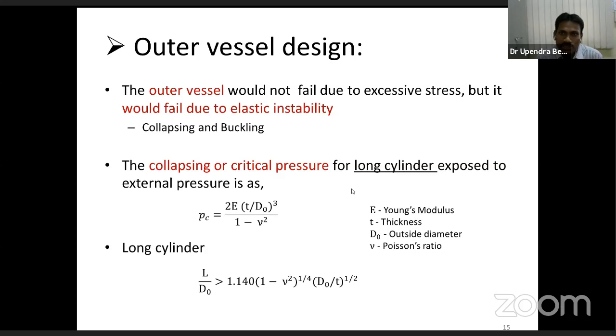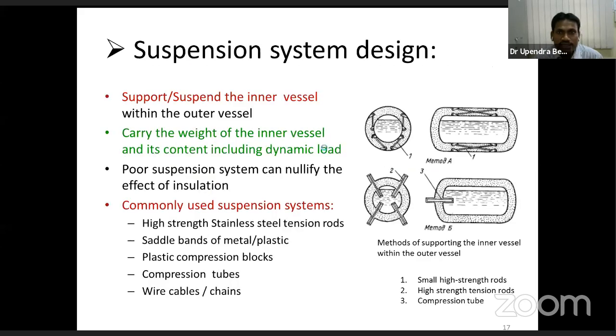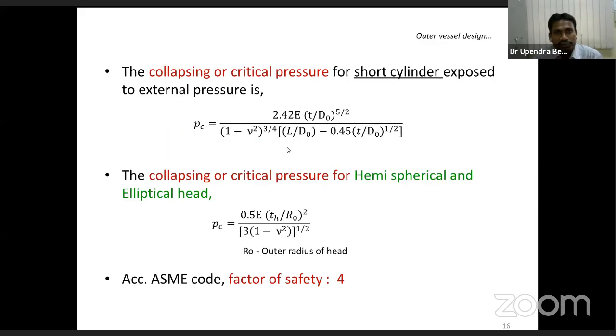And if it is a short cylinder, suppose I am getting this L by D ratio less than the value at the right side, then I have to use this equation, which is the critical pressure, equal to 2.42 E into (D by T) to the power 5 by 2, divided by (1 minus mu square) whole power 3 by 4, again whole multiplied by L by D0 minus 0.45 (T minus T0) half. So with this I can find the thickness of the outer cylinder for short cylinders.